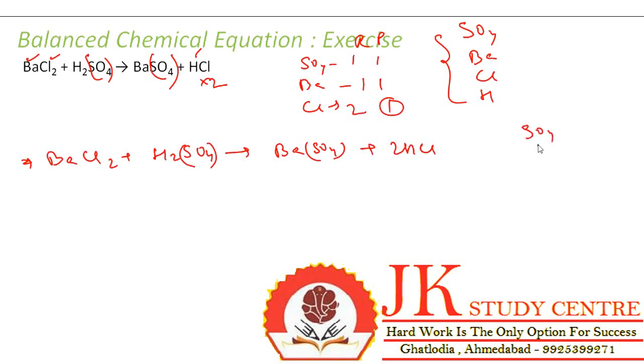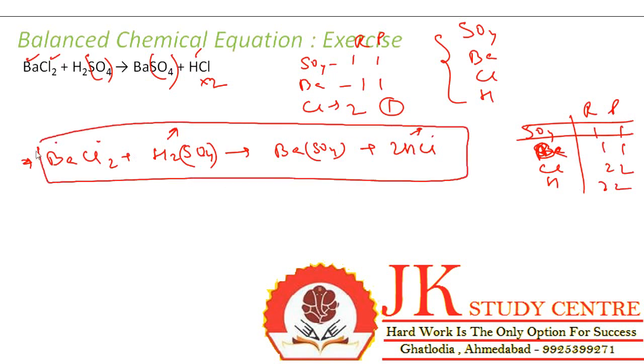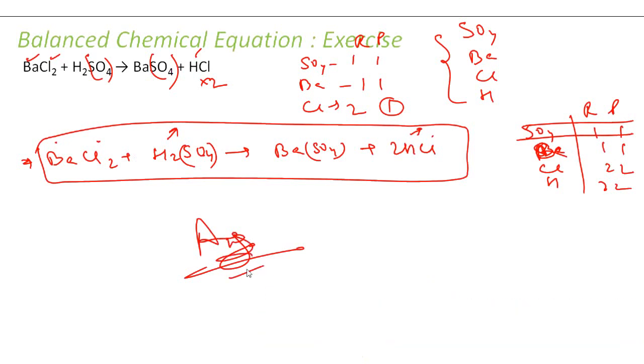Now again let's see the balance part: SO4, Ba, Cl and H, right? My reactant is my product. So sulfate is how many? 1 here, 1 here, balanced. Barium is 1 here, 1 here, balanced. Chlorine is 2 here, 2 here, balanced. Hydrogen part. So we have 2 hydrogen here and 2 hydrogen here. Correct? Balanced. Everything is balanced. That means it is my balanced chemical equation. It's my answer.